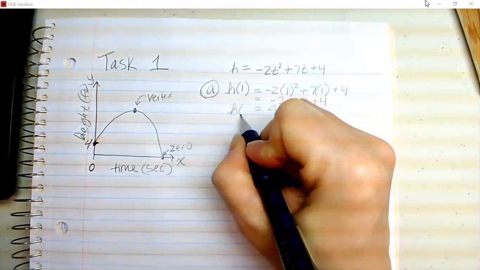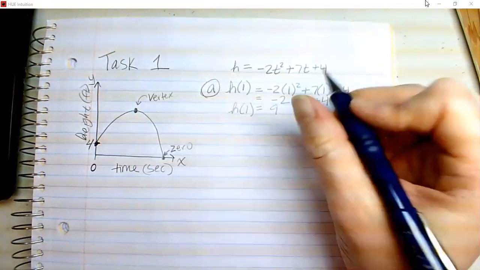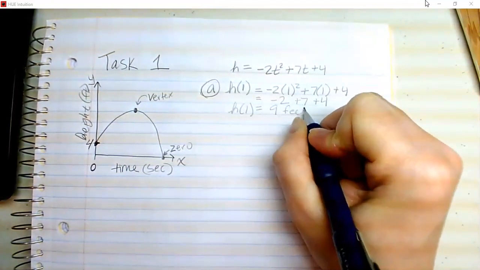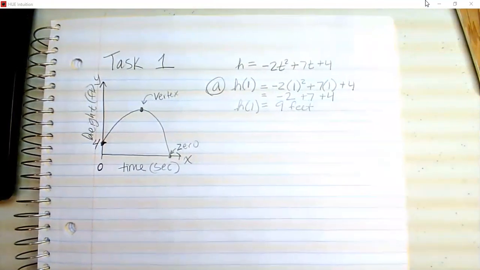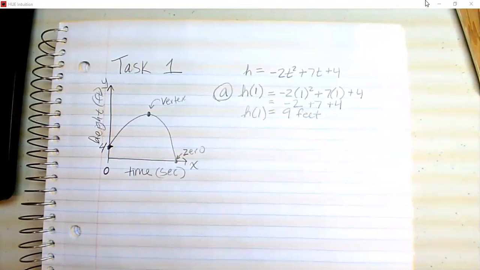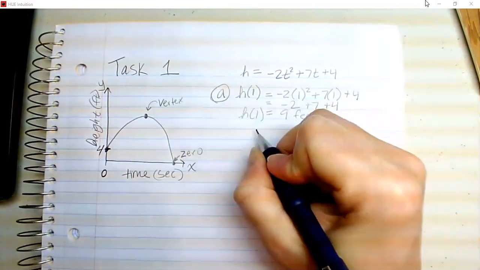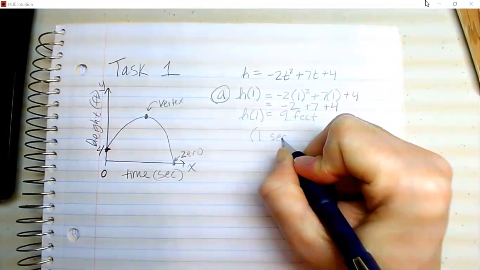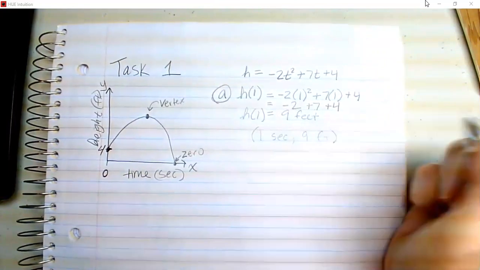Okay, so this is h of 1. So that means 9 what? 9 feet. After 1 second, that toy is 9 feet off the ground. So I'm actually going to make that an ordered pair: 1 second, it's 9 feet off the ground.